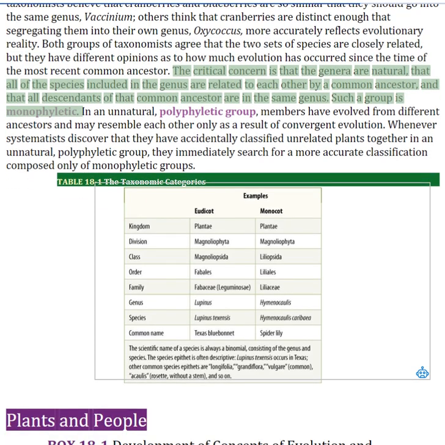The critical concern is that the genera are natural, that all of the species included in the genus are related to each other by a common ancestor, and that all descendants of that common ancestor are in the same genus. Such a group is monophyletic.